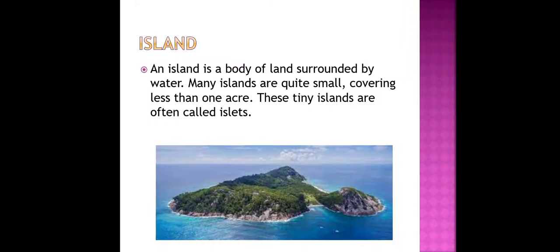Then comes island. An island is a body of land surrounded by water. Many islands are quite small, covering less than 1 acre. These tiny islands are often called islets. For example, Hawaii Island. Hawaii Island is the largest island in the world. New Guinea is the world's second largest island.